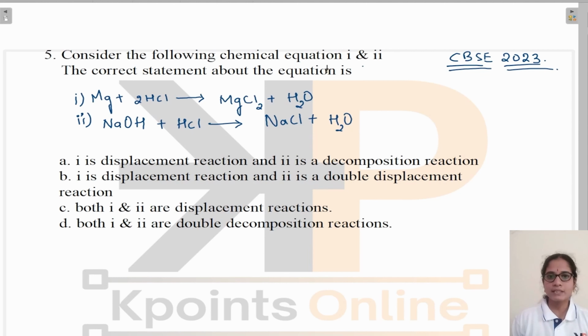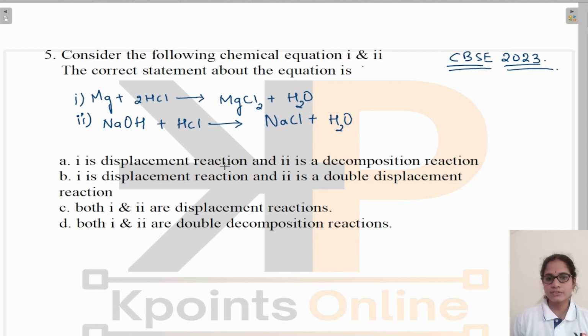Consider the following chemical equations 1 and 2. The correct statement about the equations is: observe these two reactions. Magnesium reacts with hydrochloric acid to form magnesium chloride and hydrogen. Sodium hydroxide reacts with hydrochloric acid to form sodium chloride and water. Then let us check the options here.